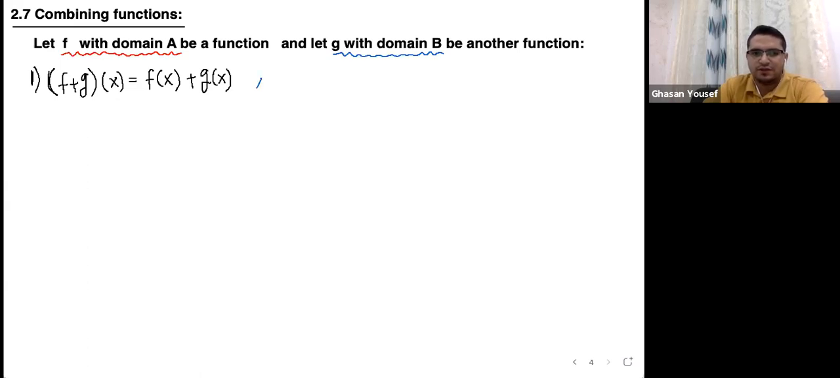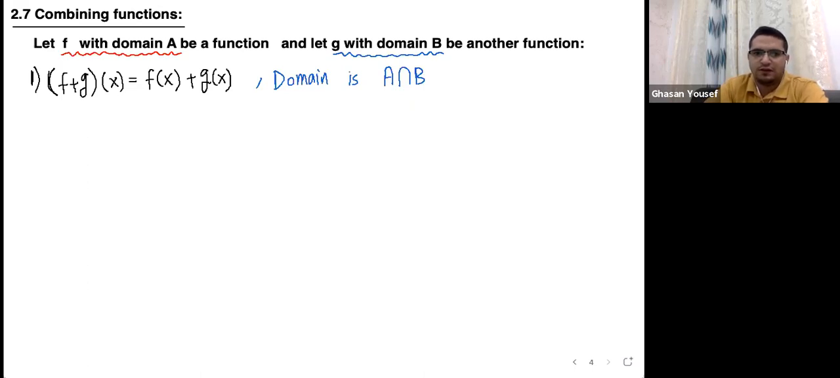So the domain is A intersect B, the common values between the set A and the set B, or between the domain of the first function f and the domain of the second function g. So the domain of the function f plus g is the intersection between both of the domains of f and g. This is the first rule.